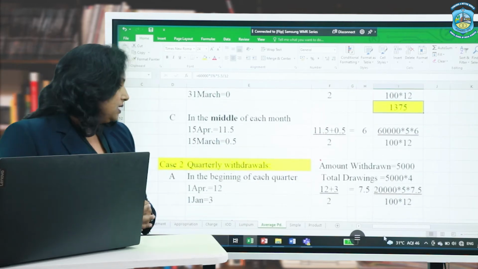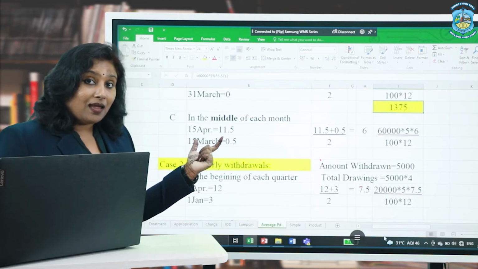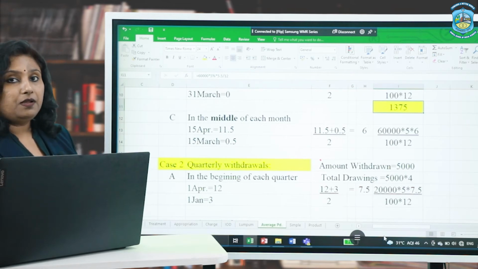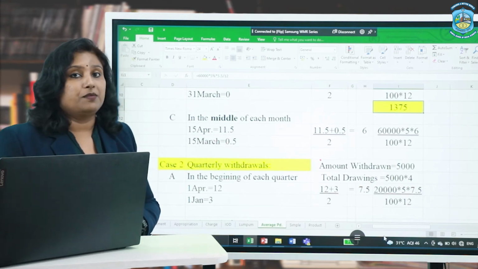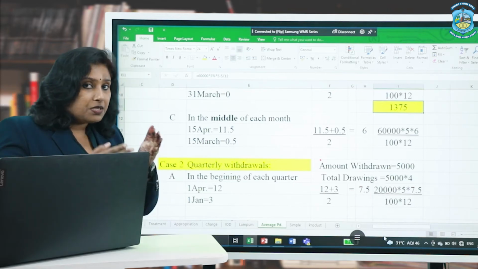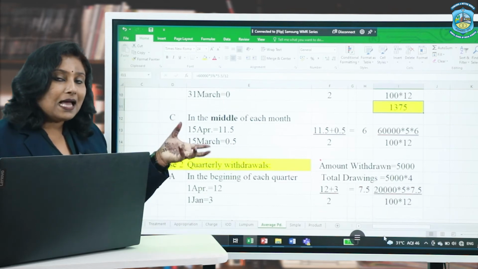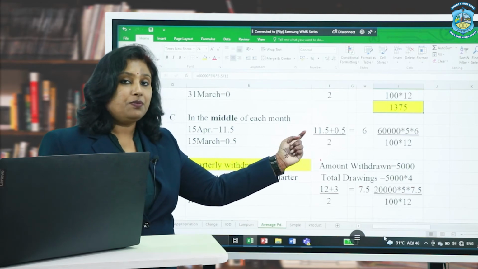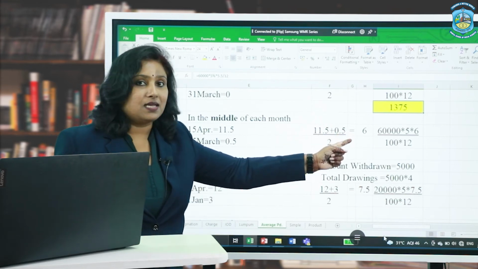Let's look at this third situation, that is, what if he withdraws in the middle of each month? So let's count again. If he withdraws in the very first month, that is April, the date of withdrawal will be 15th of April. And thus, from 15th of April till 31st of March, the number of months would be 11.5 months. Similarly, if he withdraws in the last month, which is March, on 15th of March, because middle of the month is 15th of March, how many months are left? Just half a month. So let's add both the amounts, which is months left after first withdrawal, months left after last withdrawal. 11.5 plus 0.5 gives us 12. And 12 divided by 2 will give us 6.